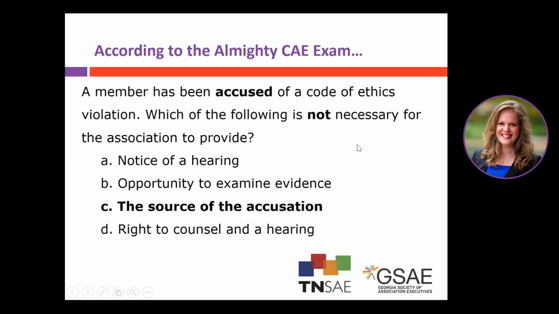Awesome. You guys are smart cookies. So yes, the correct answer is the source of the accusation. You do not have to disclose as the association who made the accusation. And so the key words here are accused, which is not necessary for you to provide. So when we talked about some kind of mechanism for confidential reporting, that's why it can be confidential, because you don't have to be able to track it back unless that person wants to be interviewed or followed up with to know, or to be part of the investigation and to know that something's being done.